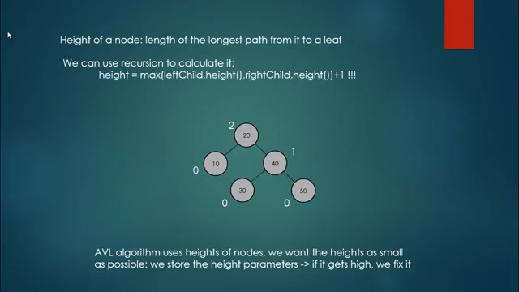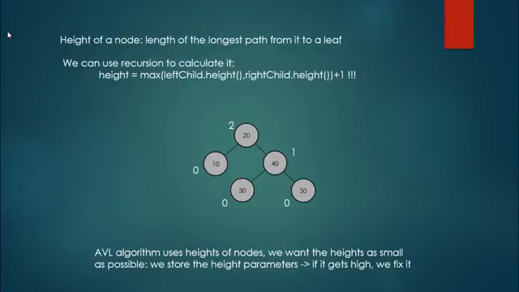Okay, so I've been talking about the height of a node. What is it? The height of a node is the length of the longest path from the given node to a leaf. And we can use recursion to calculate it, because the height of a given node is the maximum of the height of the left child and the height of the right child. And we increment it by 1. So we get the maximum and we increment it by 1.